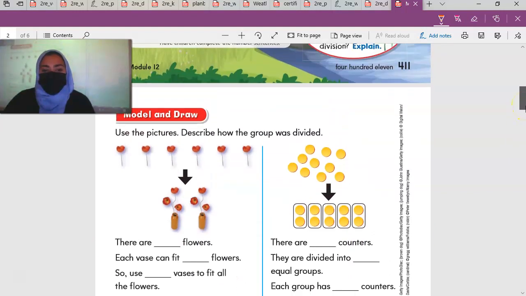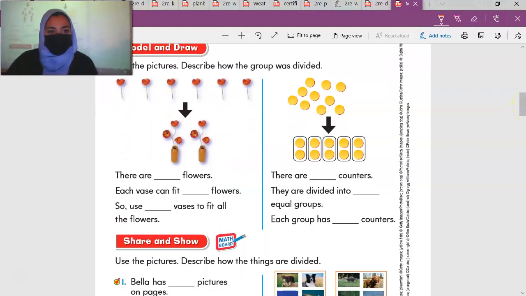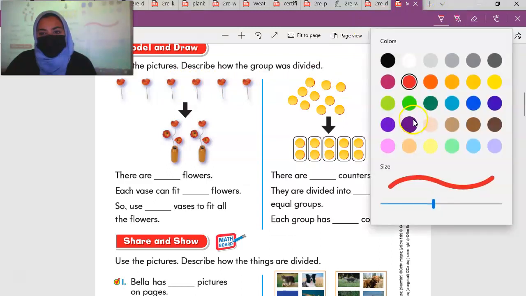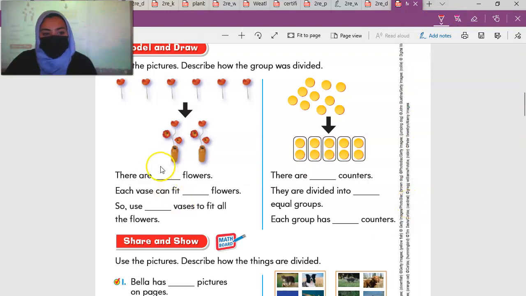Okay, use the pictures, describe how the group was divided. Let's look here. There are how many flowers? 1, 2, 3, 4, 5, 6. There are 6 flowers. Excellent. Each vase can fit how many flowers? Listen to the question. It's very important you understand what they're asking. Each vase, that means the one vase, each vase can fit how many flowers? 3. So use 2 vases to fit all the flowers. How many vases did we use? 2.